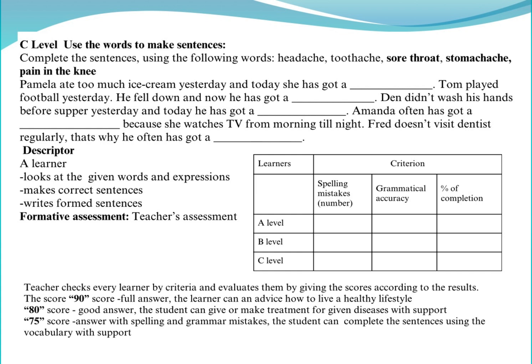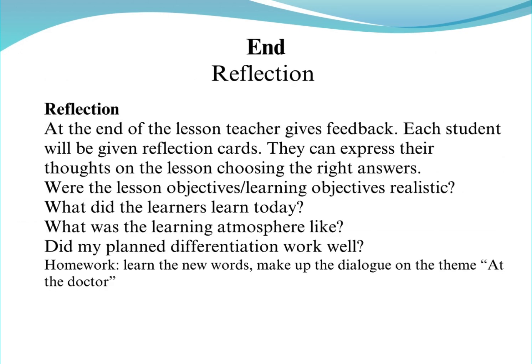Thank you. Now students, I have given you the table with the learners' criteria, spelling mistakes, how we have spelled, grammatical and completion, A level, B level, C level. And I have given you the score 90, the score 80, and the score of 75. Now reflection time, students. I'll give you reflection cards, you'll complete them and return them to me, please. Now students, I'll give you a mark.